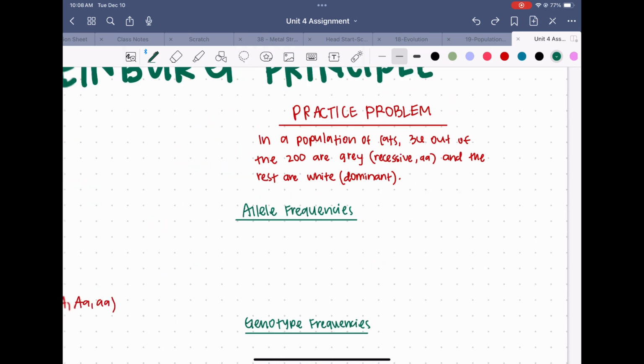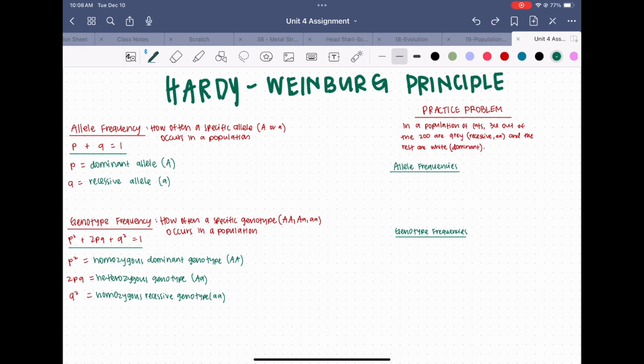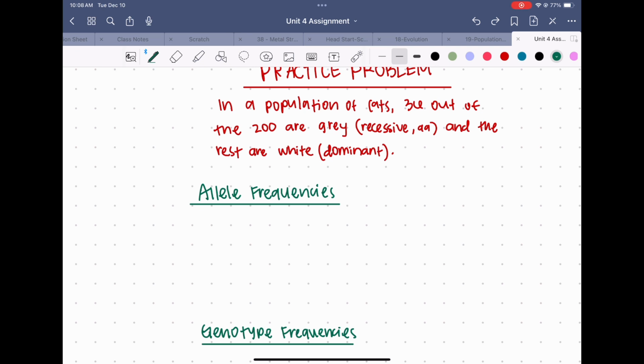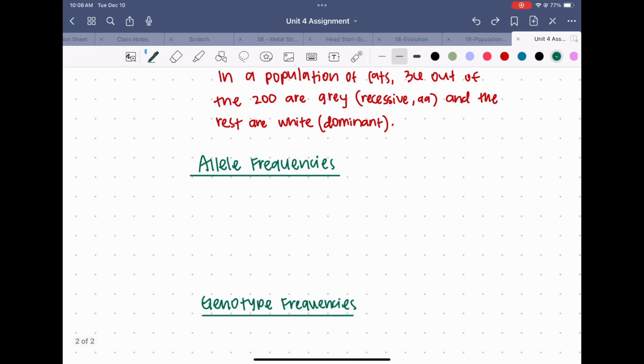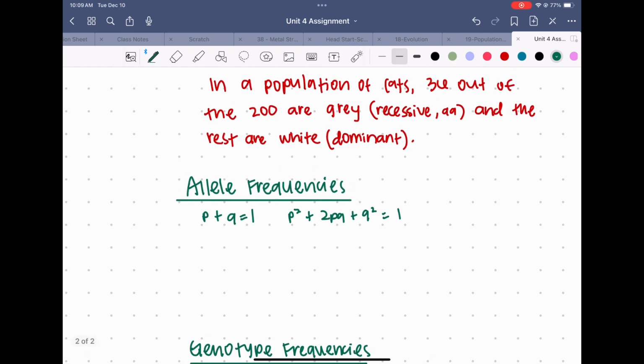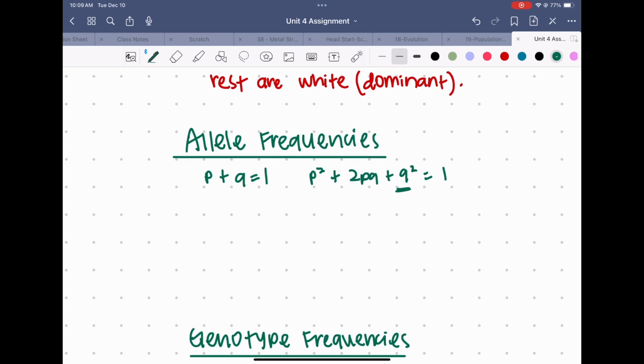It's really simple, but we'll just go through it to kind of see how this all connects and makes sense. So in a population of cats, 36 of them, of the 200, are gray, which is recessive, and the rest are white, which is dominant. So how do we start this? So we look at our allele frequencies, and we remember our equation P plus Q equals 1, and P squared plus 2PQ plus Q squared is 1. So we know that our Q squared, that's our recessive genotype, is 36.